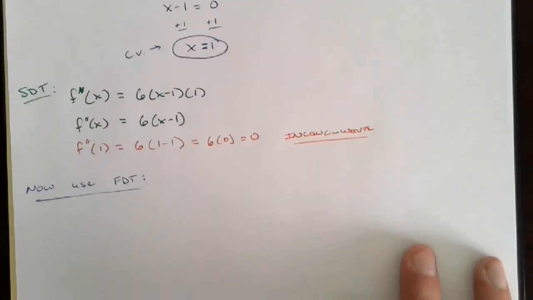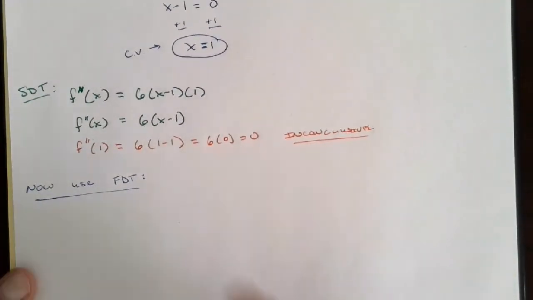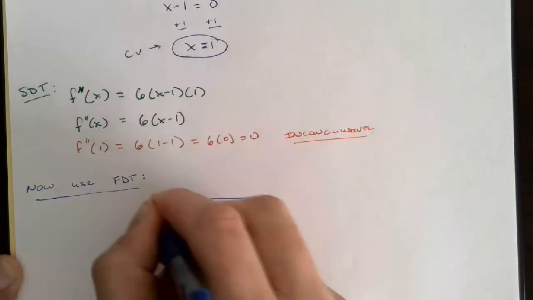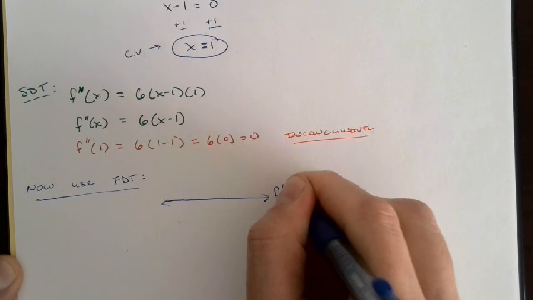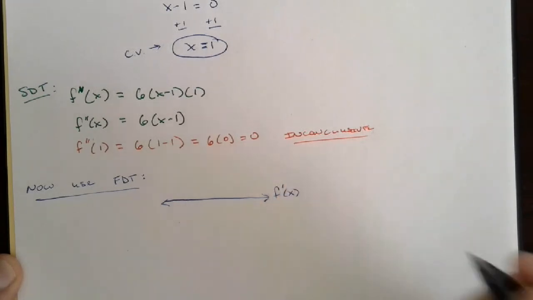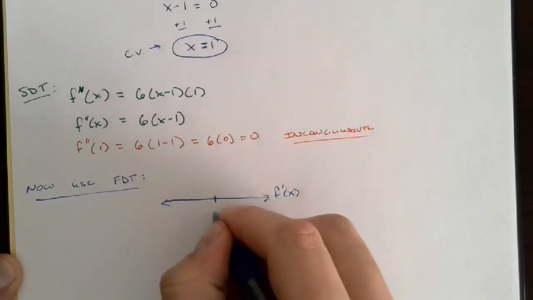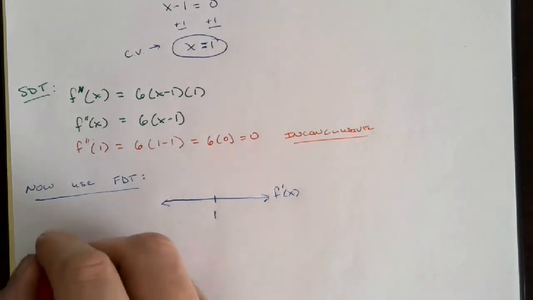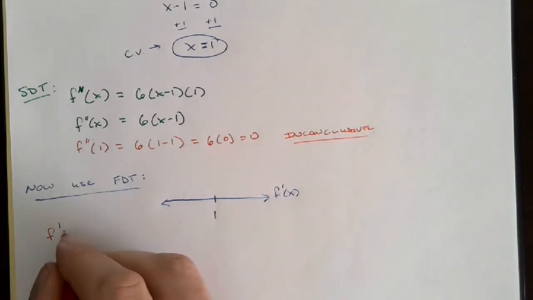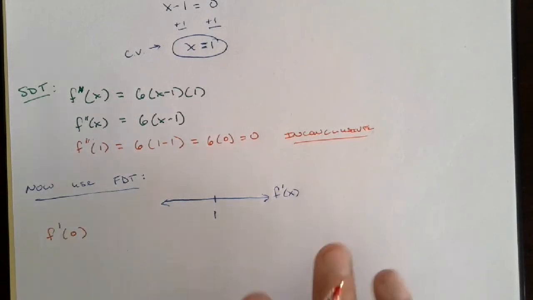So if I use the first derivative test, remember how that works. You're going to make a number line, and on that number line is the number line for f prime of x. And on that number line you want to put your critical values, which in this case we only have x equals 1, so we only have 1. And you want to test values in f prime on each side of 1 to determine if it's positive or negative there.